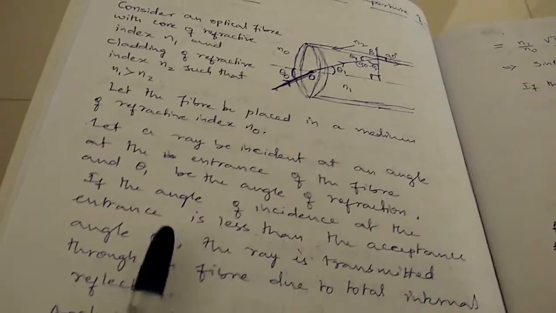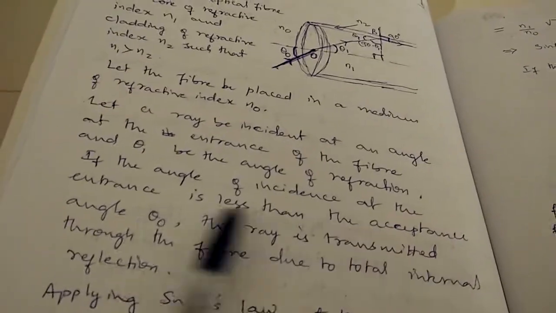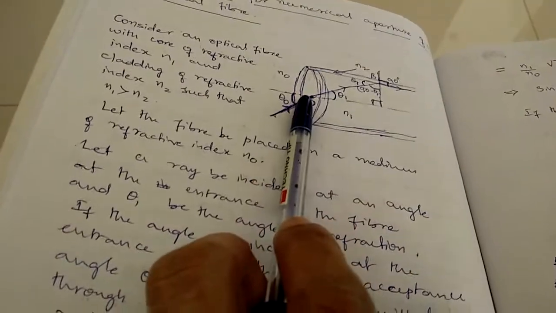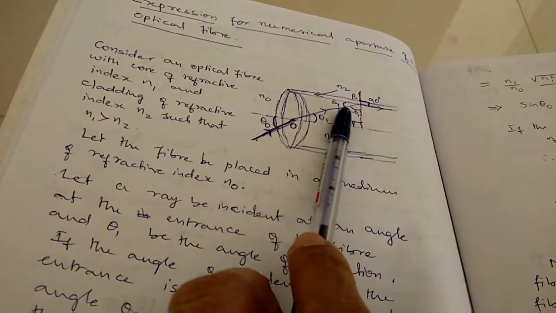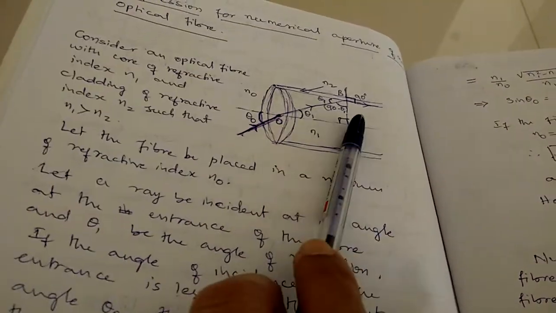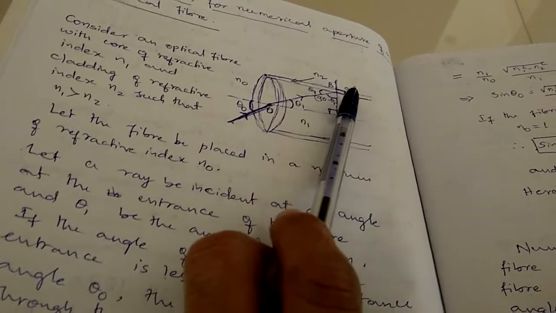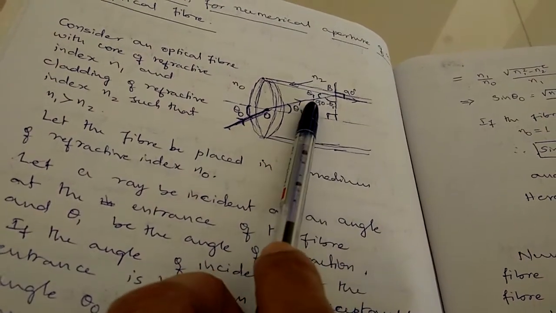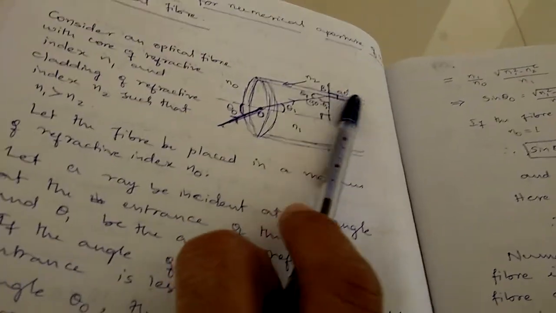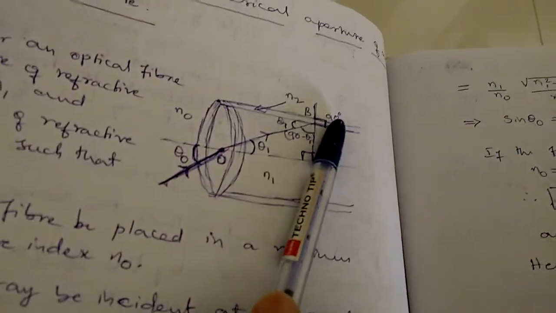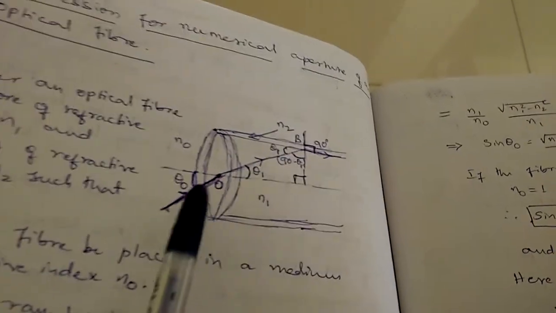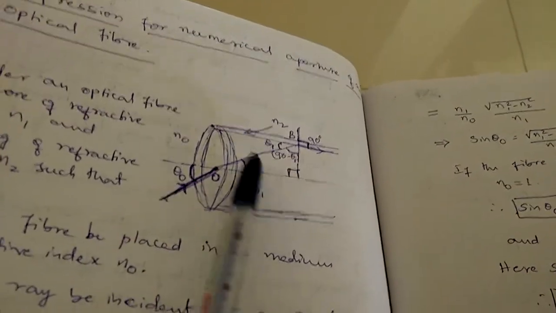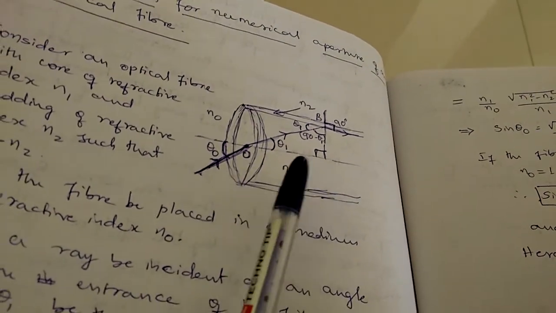If the angle of incidence at the entrance is less than this, this theta naught forms the acceptance angle, because when this is theta 1, this becomes 90 minus theta 1, and the angle of refraction in the rarer medium, that is in the cladding, when it enters from core to cladding, is 90 degree. Then this angle at the entrance becomes the angle of acceptance. So this theta naught is the angle of acceptance.